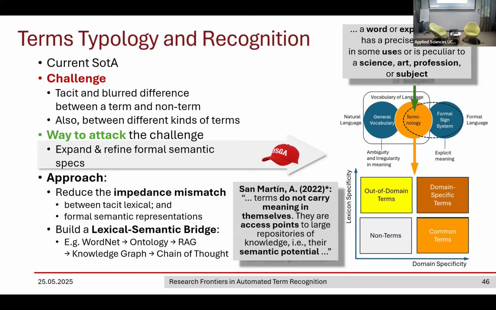So you may do this by reducing the impedance mismatch between tacit lexical and formal semantic representations and build what we call lexico-semantic bridges. For example, starting with WordNet and going through ontologies and RAG and knowledge graphs, exploiting the chains of thought. And finally arrive at something that adheres to St. Martin's definition, a gateway to the semantic world.